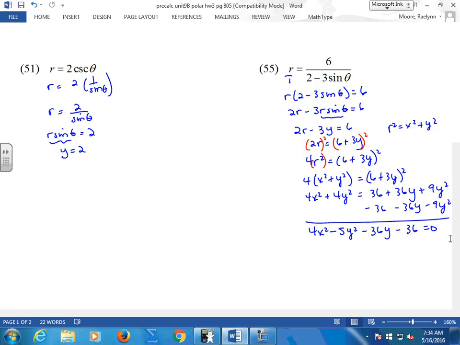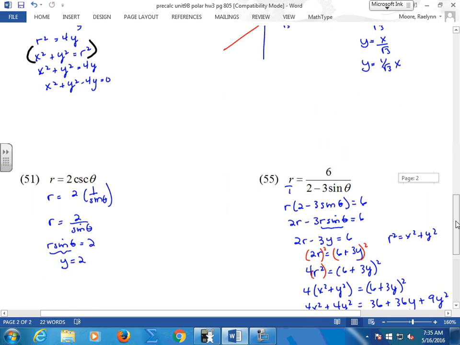Questions at all? Or are you just following the process of replacing? Your goal is to get rid of the sines and the cosines, replace them with your x and your y's, get rid of the r squares, replace them with your x squared plus y squared, and you're into rectangular. Okay, and that was it.